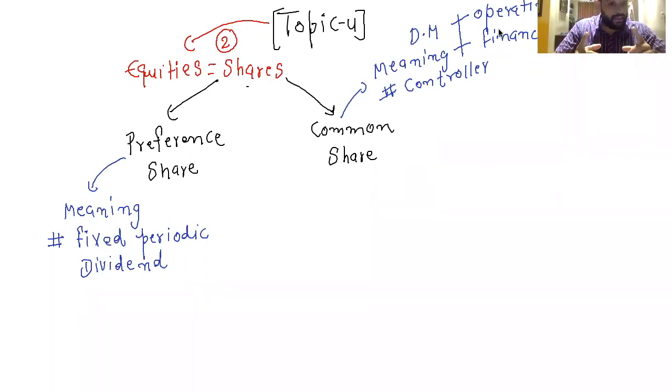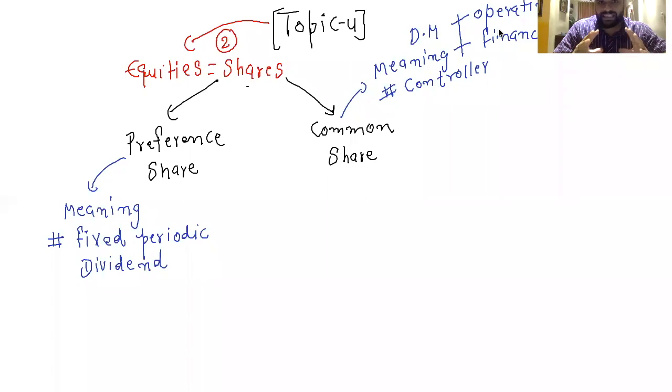Common shareholders. Preference shareholders are not involved in any kind of operating or financial decision. The company may not ask them. If the company asks them, they can give their opinion if they want. But if the company does not want it, they don't have to give any opinion to the company. So the company normally doesn't ask, right?